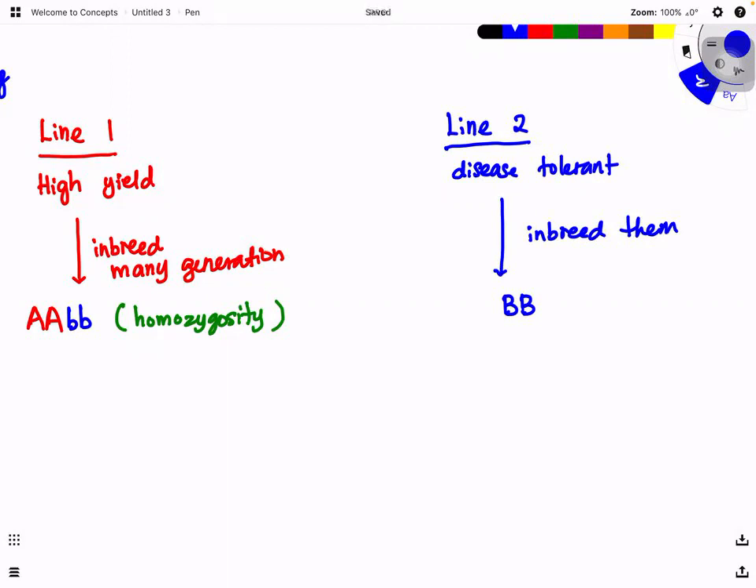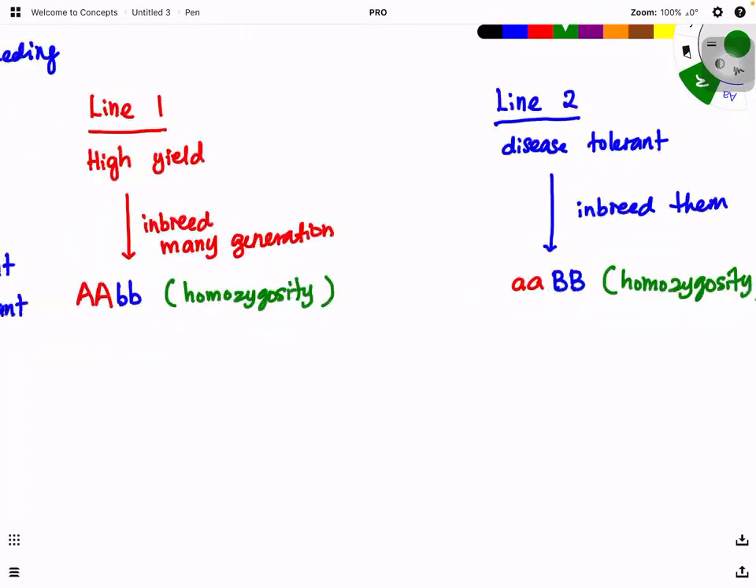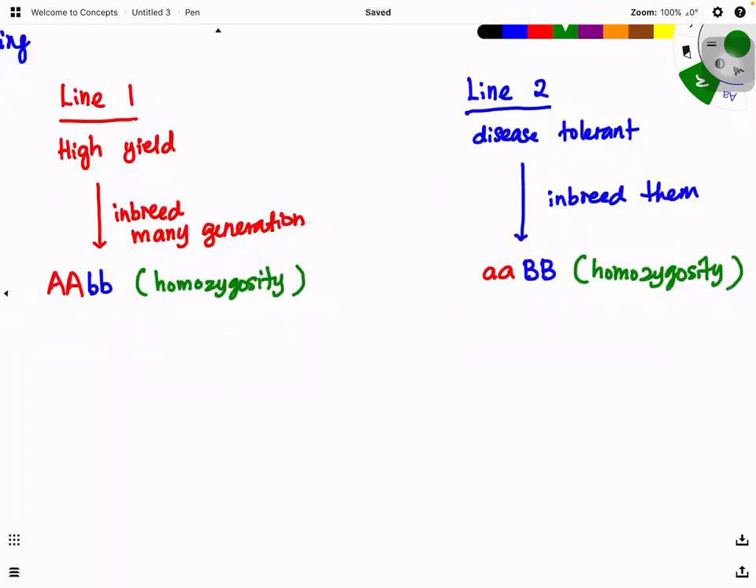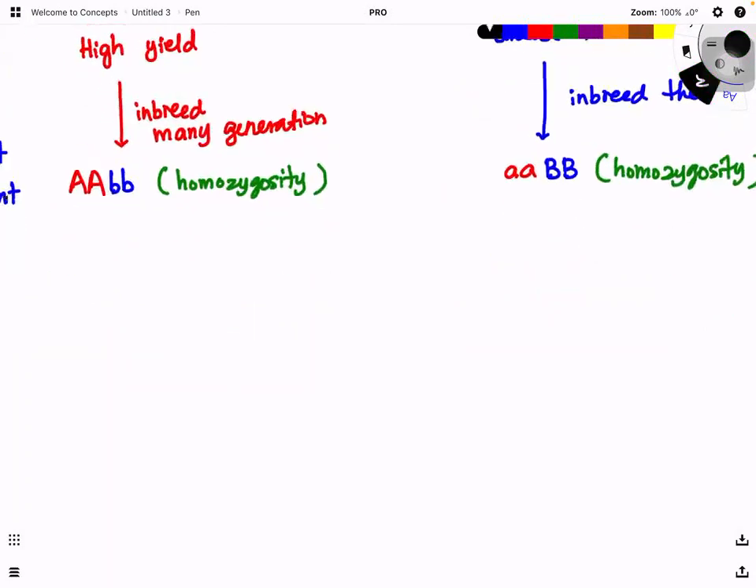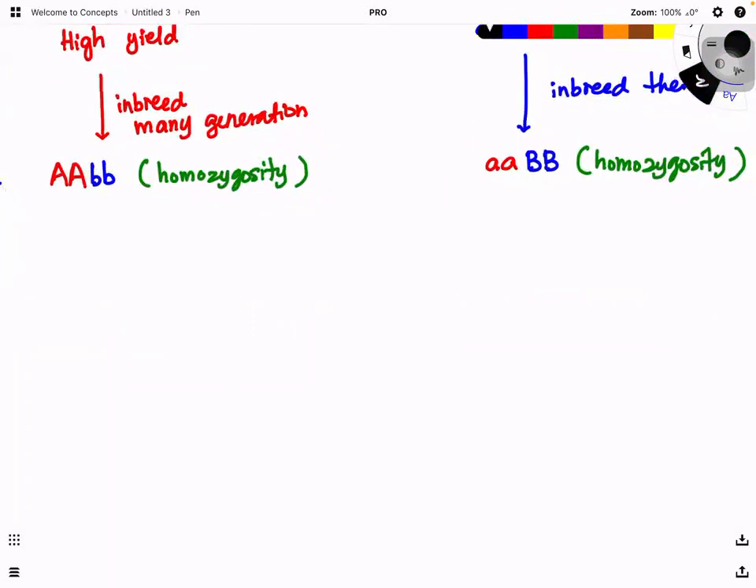But if you continue like this, it is also useless because they don't give us the yield. So inbreeding depression takes place again. They don't produce. So in this case, can you see that inbreeding always gives us homozygosity? Okay, so now we know both line 1 and line 2 experience what we call inbreeding depression already. So what we're going to do here now, we are going to do cross breeding or outbreeding.